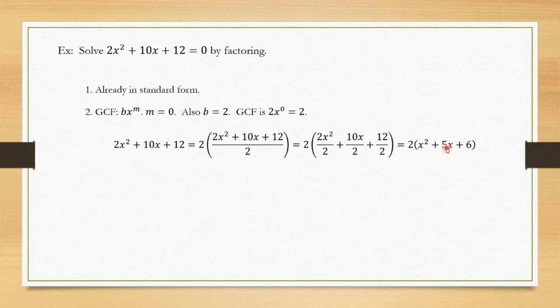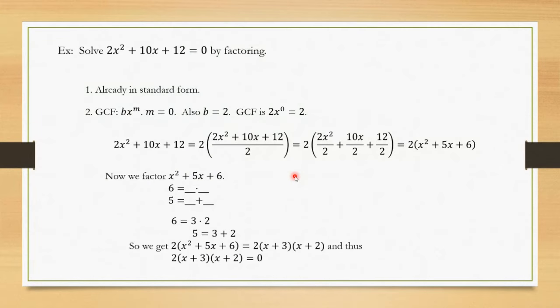So to factor the inside here, we want 2 numbers whose product is 6, the constant, and whose sum is 5. So we want 2 numbers whose product is 6 and whose sum is 5. That's what we're looking for. Okay, what 2 numbers are going to pull that off? We could probably guess that the numbers are 3 and 2, as you can see.